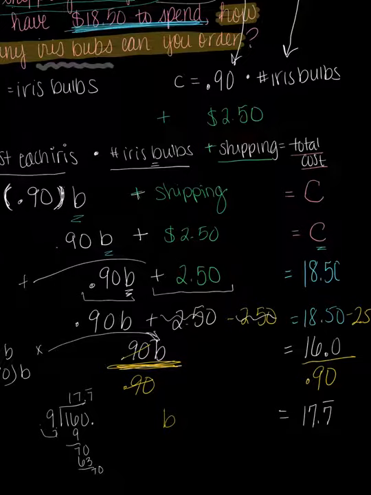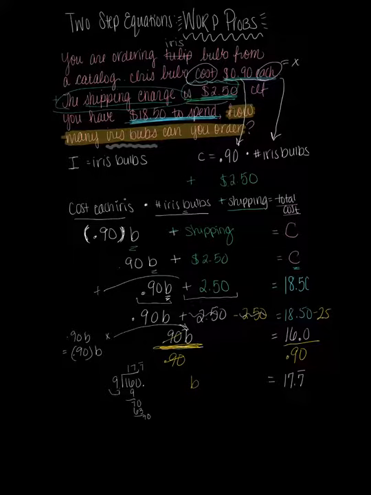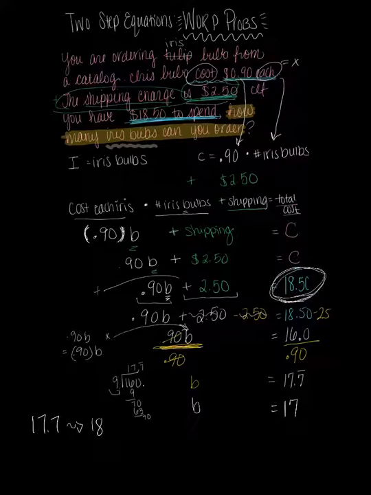But let's think about this in context of my problem. I'm talking about the number of bulbs. Can I have 0.7 of a bulb? No, I have to have a whole number of bulbs. But if I round this up, 17.7 rounds to 18 bulbs. But 18 bulbs is going to put me over the amount of dollars that I have to work with. So the maximum number of bulbs that I can order with $18.50 is going to be 17. Because I have to round down because I have to stay within this budget. And if I go up to 18 bulbs, it's going to end up throwing off my money because of the cost of each bulb.